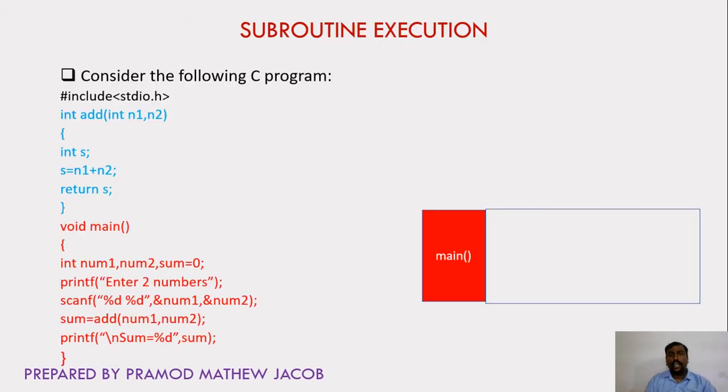Let's understand the execution of a subroutine with an example. Consider the following C program, #include stdio.h. In the main function I am declaring three variables as num1, num2 and sum, and I have initialized the value of sum as 0. Then I am reading two numbers from the user and storing them as num1 and num2. Then I am calling a subroutine or function add by passing the arguments num1 and num2. So the control is transferred to the add function and the values are received by n1 and n2.